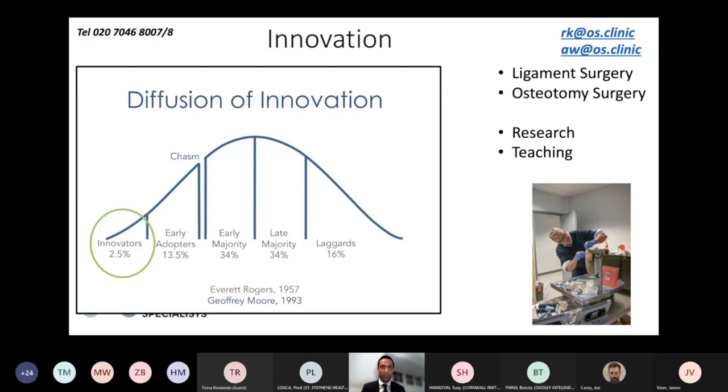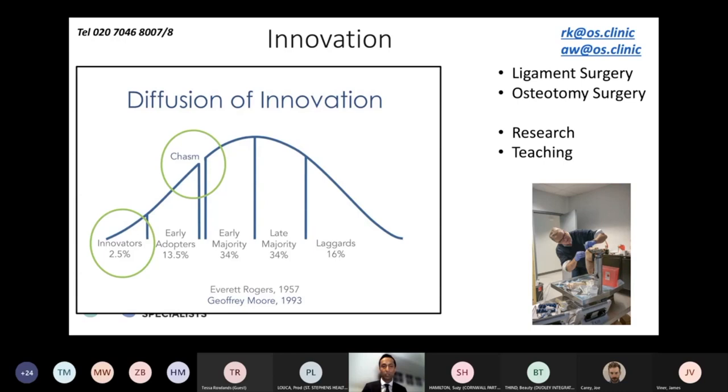And therefore, the innovators are normally at sort of 2.5% on this side of the curve. Gradually, it becomes normal practice, and as we go through this innovation curve, the people who were initially throwing tomatoes at the innovators are now part of the norm. And we'd like to see ourselves at the left of this curve, where we're really pushing the boundaries of orthopedic surgery, providing an evidence-based practice, and making sure that the patients who are coming through our care are getting the best possible care, depending on their pathology.